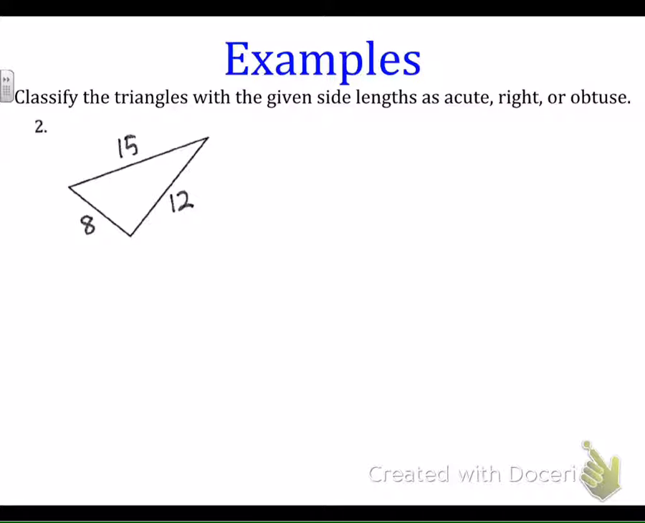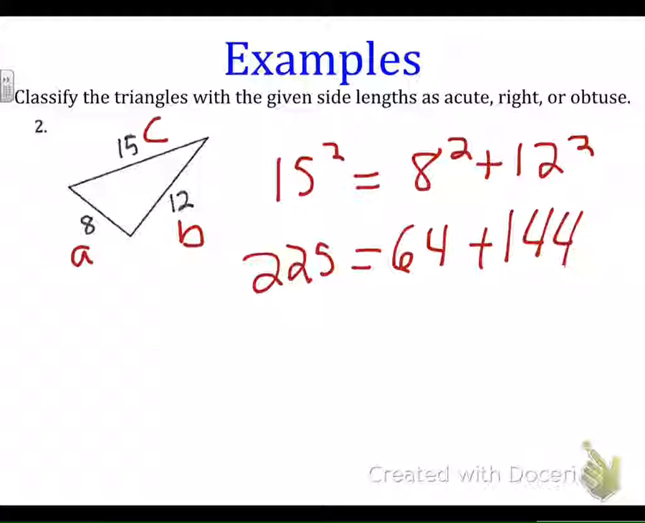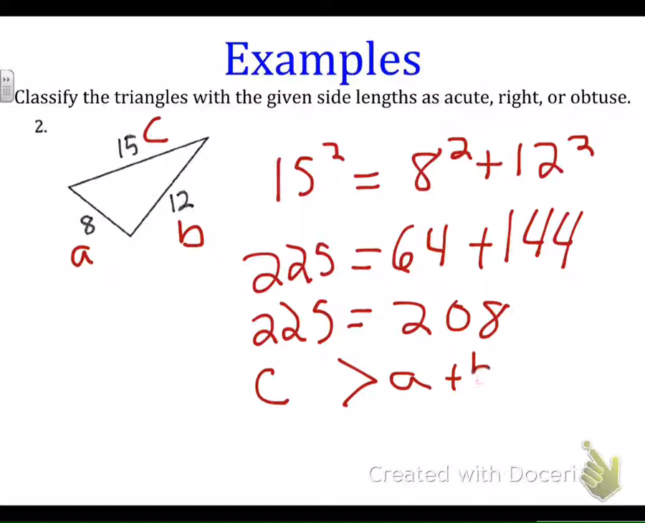Alright, the next one we'll call 8 our a, 12 our b, and 15 our c. I usually just order them from smallest to greatest, okay? So c is 15 squared, is it equal to 8 squared plus 12 squared? So 225 compared to 64 plus 144, which is 208. Okay, so the c side is greater than the a plus b side, so the triangle is obtuse.